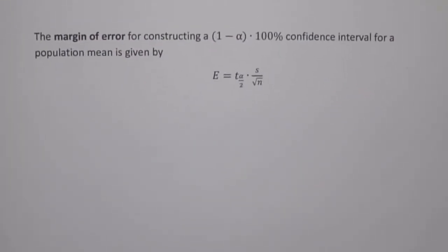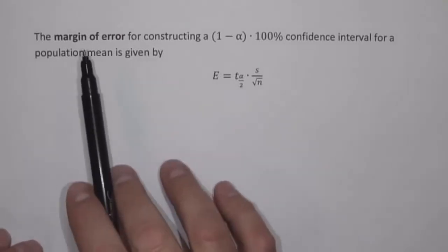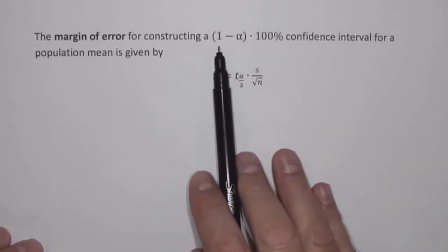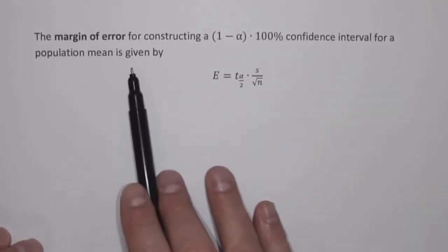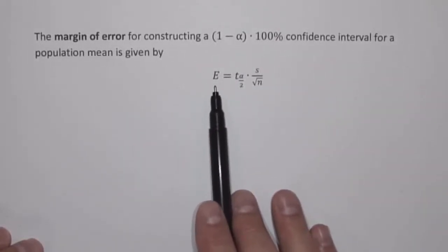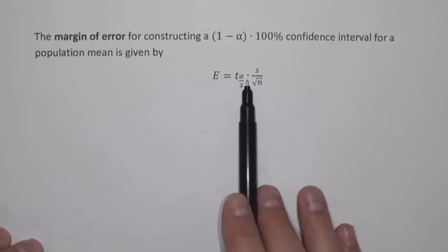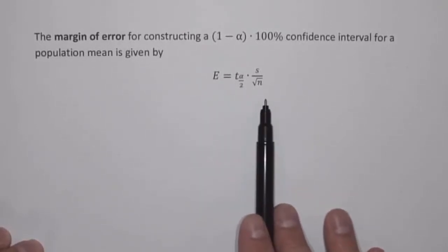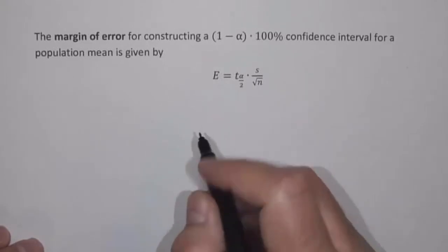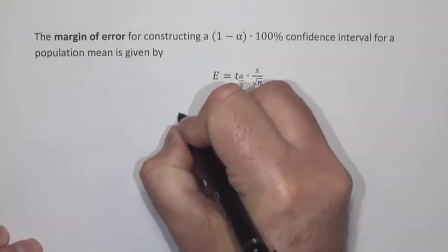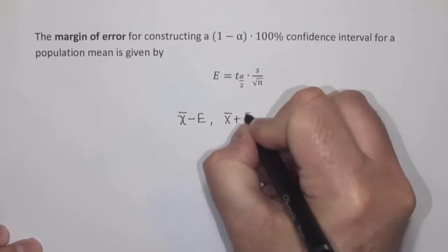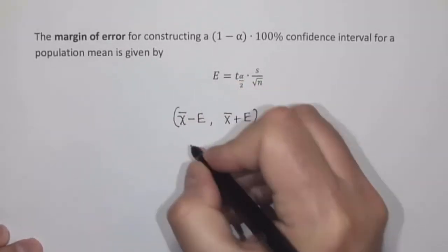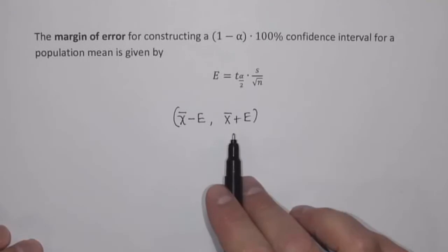Now just to formalize what we've said previously, the margin of error for constructing a 1 minus alpha times 100% confidence interval for a population mean is given by E equals t sub alpha over 2 times s over the square root of n. That's what we saw on the previous sheet. And so again, if we take x bar minus E and if we take x bar plus E, this will give us our confidence interval for mu.